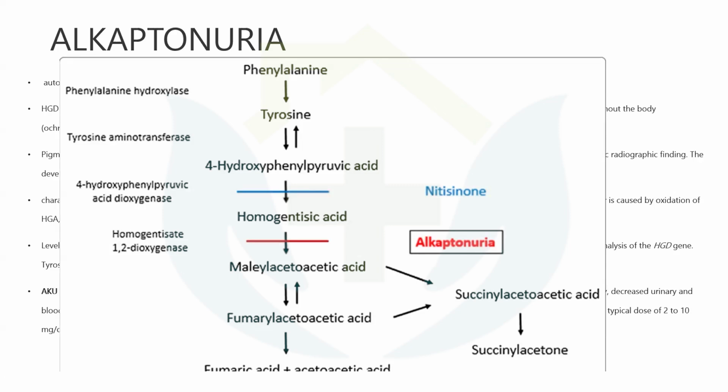And alkaptonuria happens when the homogentisic acid dioxygenase enzyme is deficient here, which will lead to homogentisic acid accumulation in the body, which is the basic mechanism of alkaptonuria. Next.